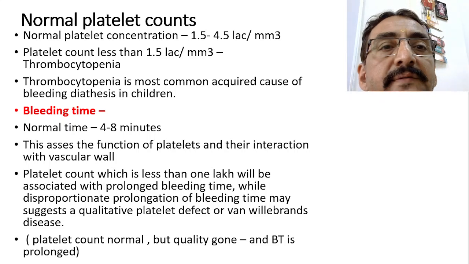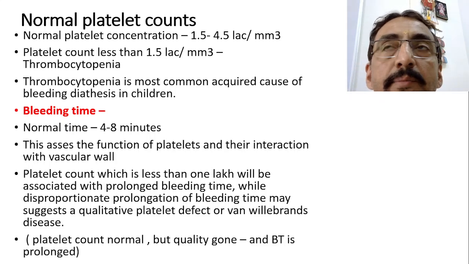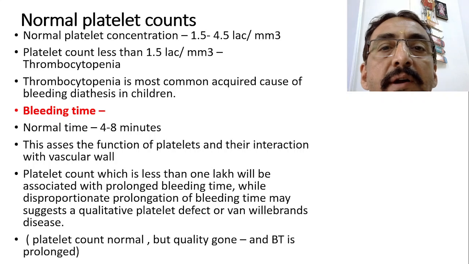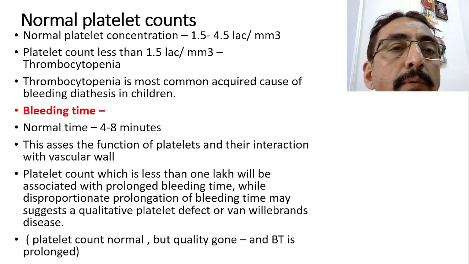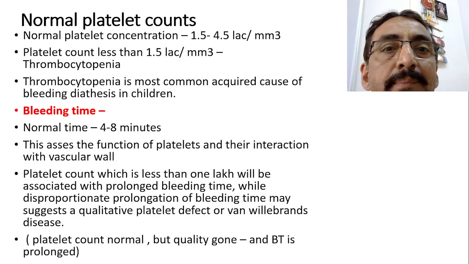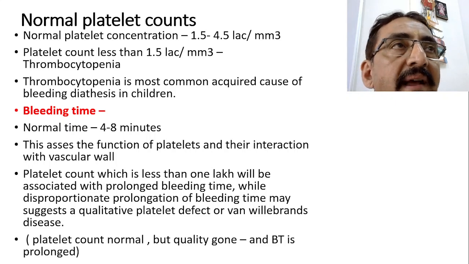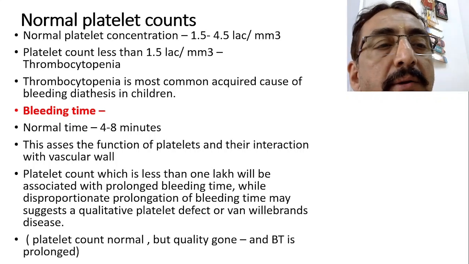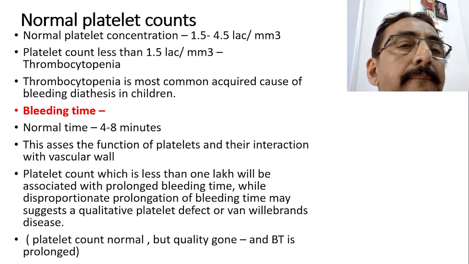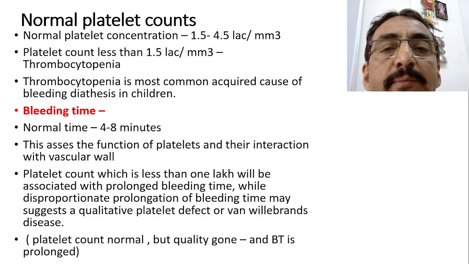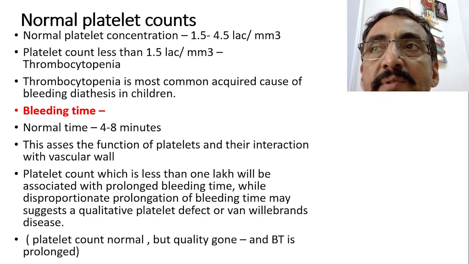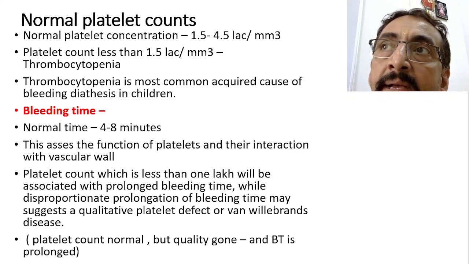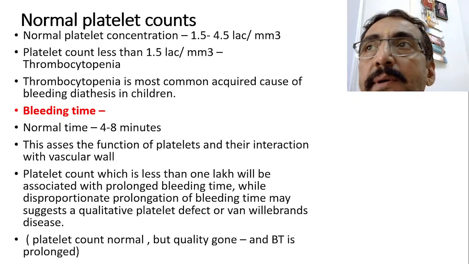Starting with the screening tests for platelet problems, the normal platelet count concentration, everybody knows, is about 1.5 to 4.5 lakhs per mm³. A platelet count less than 1.5 lakhs is considered thrombocytopenia. Thrombocytopenia is the most common acquired cause of bleeding diathesis in children. So bleeding problems in children are most commonly because of thrombocytopenia. This thrombocytopenia may occur because of various causes.